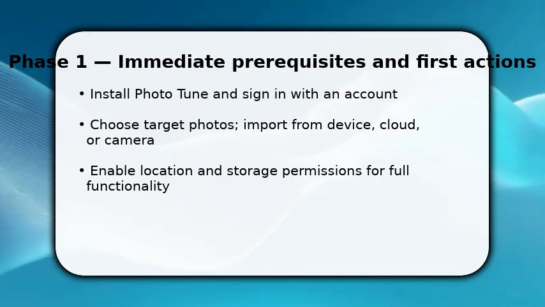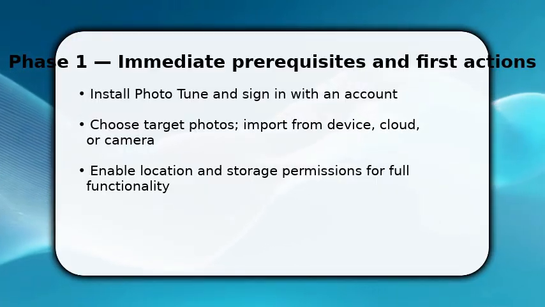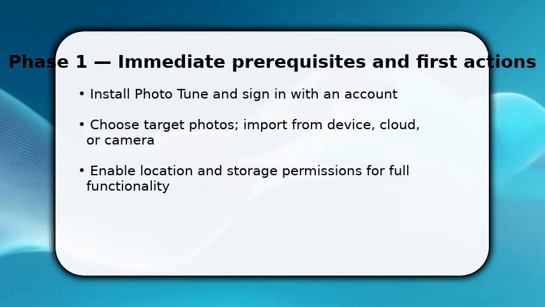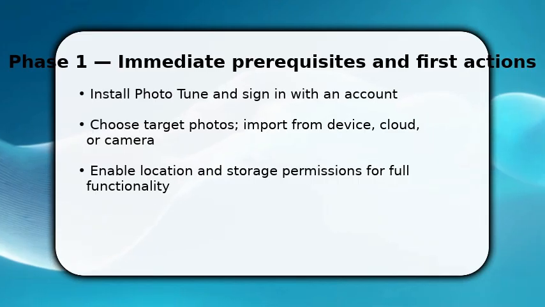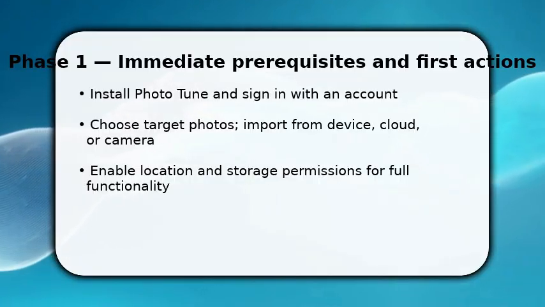You're ready to begin. Open PhotoTune, sign in, and import the photos you want to edit. Once done, select a primary image and tap Edit to enter the workspace. Make sure storage and location permissions are enabled so the app can save edits and use smart suggestions. If you have RAW files, choose them now for higher dynamic range.